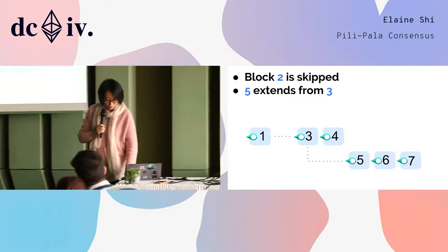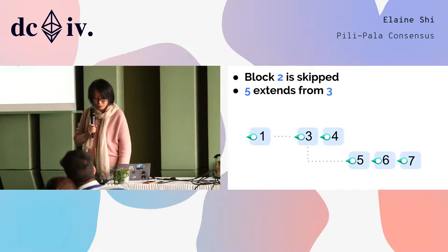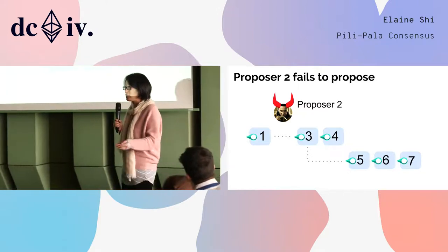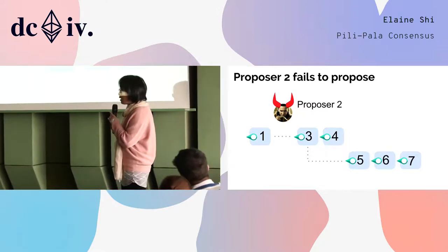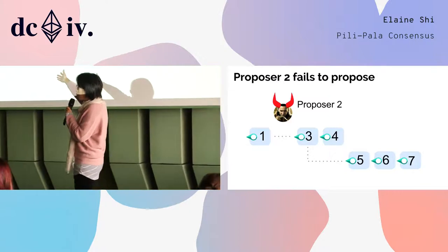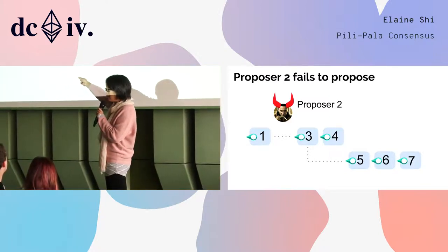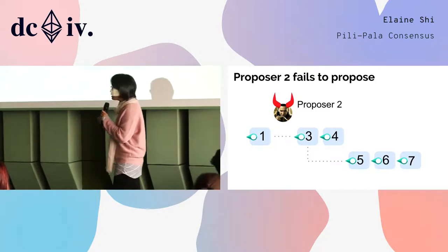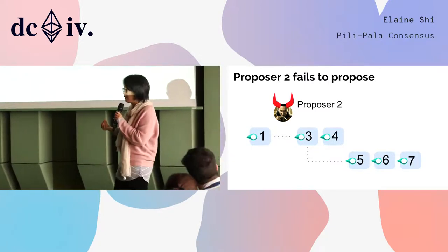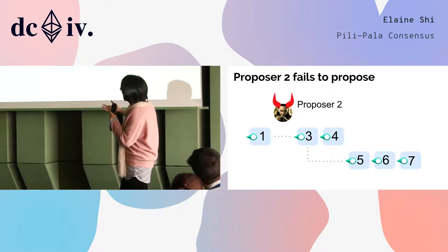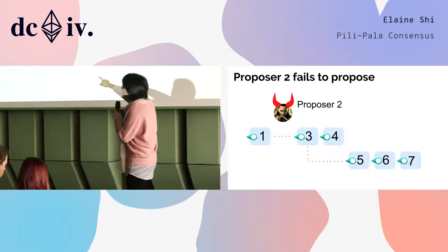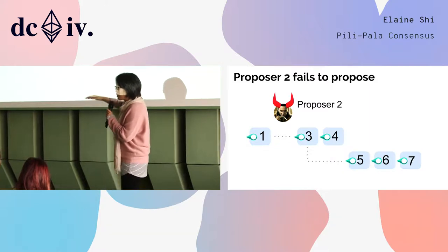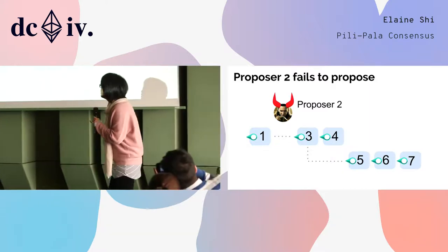So how can block two be skipped? If proposer two is corrupt, let's say he just crashes and doesn't make any proposal, of course, no epoch two block will get notarized. So what we don't want is for a single bad guy to kill liveness. And we can do this if we just allow skipping. In a notarized chain, the epoch numbers don't have to be consecutive. You can skip.